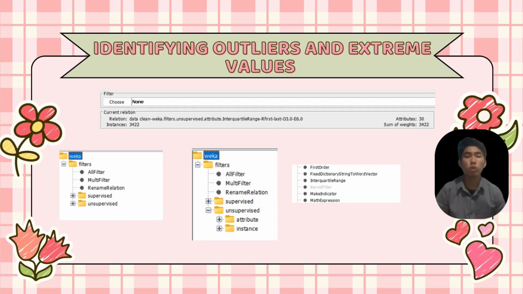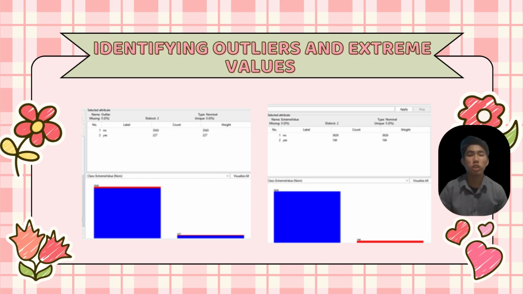Next, we go to identifying outlier and extreme value. First, we select Choose filter, then we select unsupervised attribute, and we find InterquartileRange. And lastly, we apply. This image shows the outlier and extreme value.